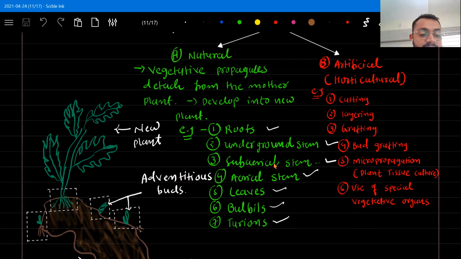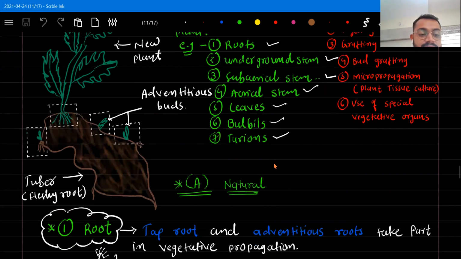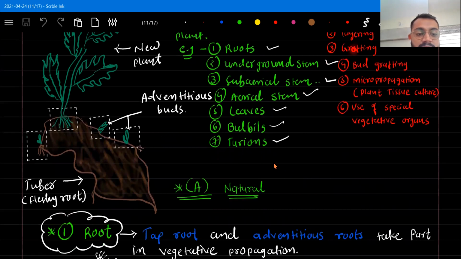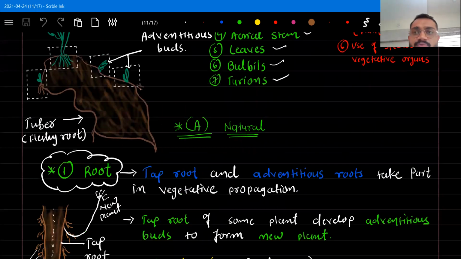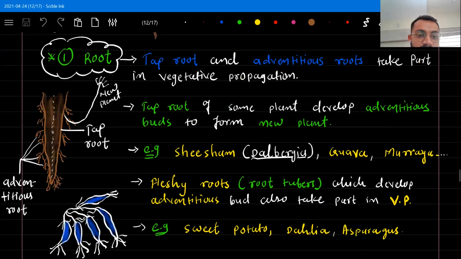So for example, if this is the plant you can see here, this is a tuber and fleshy root. From this tuber and fleshy root you will have the adventitious bud. If you cut this adventitious bud and sow it into the soil, then it will give rise to a new plant. This is the new germinating plant. These are the adventitious buds. So this is the tuber, the fleshy roots.